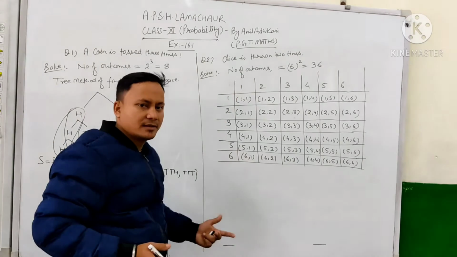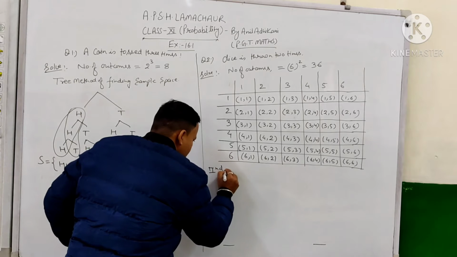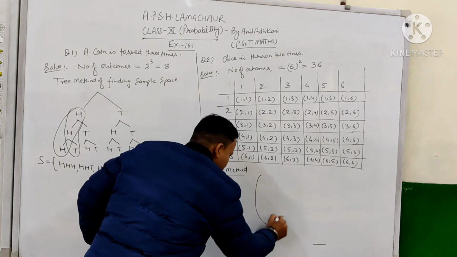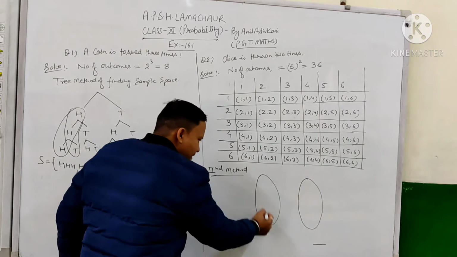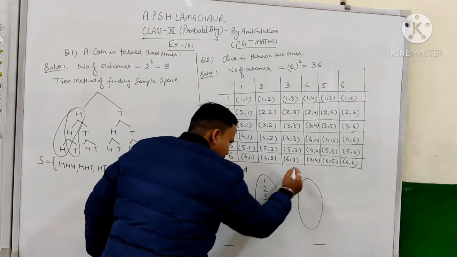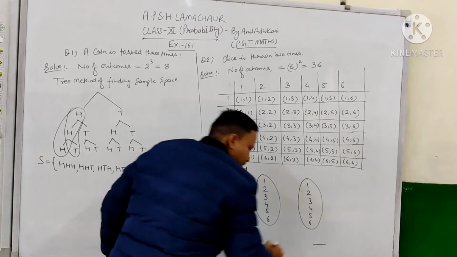One more method is there, we can find out the sample points. Now I am going to show you the second method. Make a pictorial diagram like that. Now write 6 numbers here and write 6 numbers here: 1, 2, 3, 4, 5 and 6.